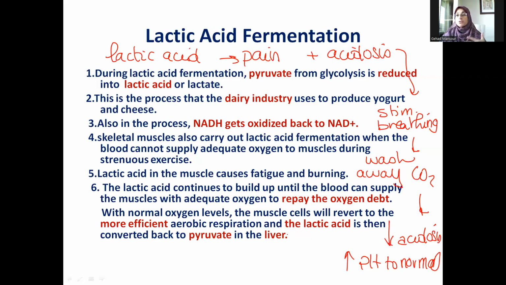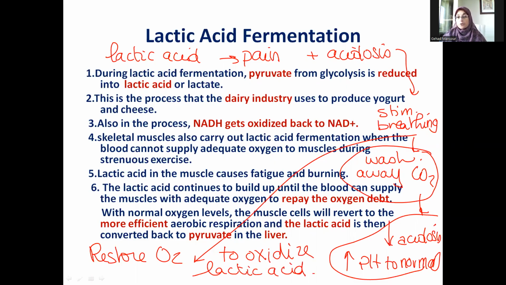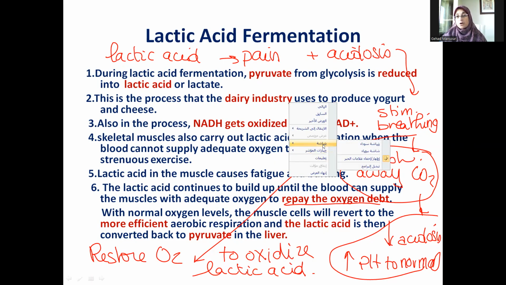When you breathe rapidly, you are taking in oxygen. So when you stimulate breathing, first of all, you wash away carbon dioxide to correct the pH, but also you restore oxygen to normal levels, or you restore oxygen to oxidize the lactic acid that has been formed. So actually, you are repaying the oxygen debt. It is as if you had an oxygen debt while respiring anaerobically, and you are now repaying the oxygen debt.